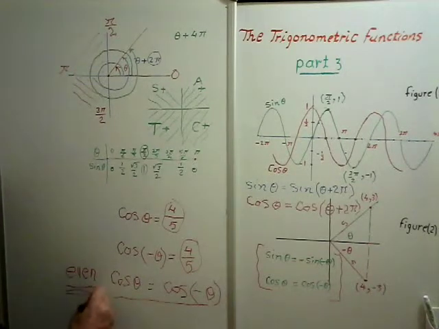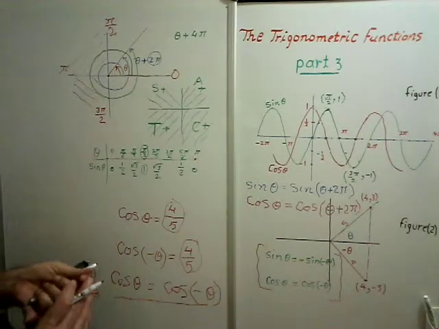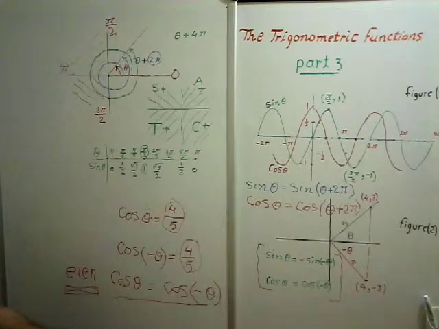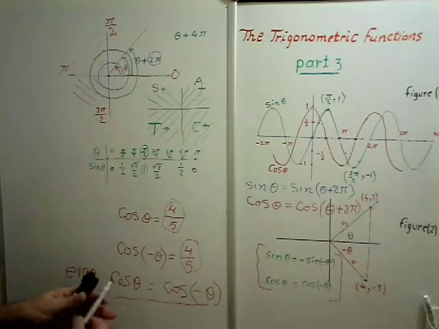So we have two functions. One of them is even, the other is odd. Which one is the odd and which one is the even? Sine is odd and cosine is even. Okay?